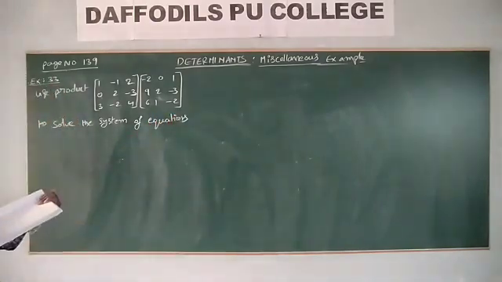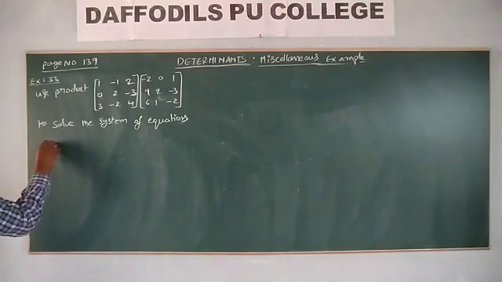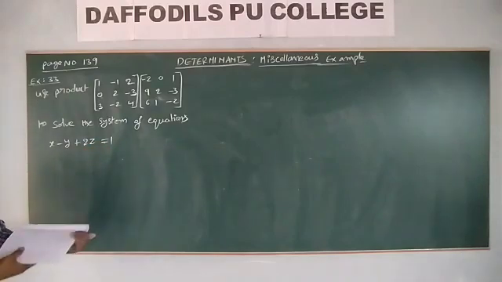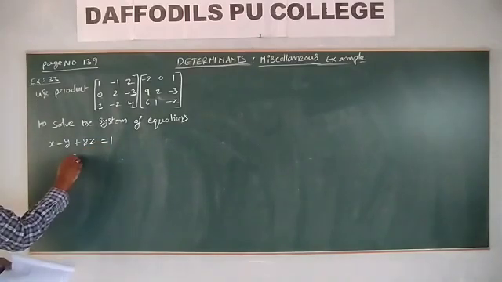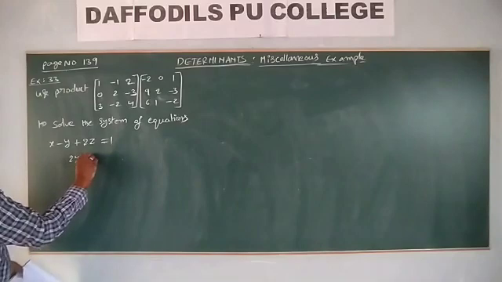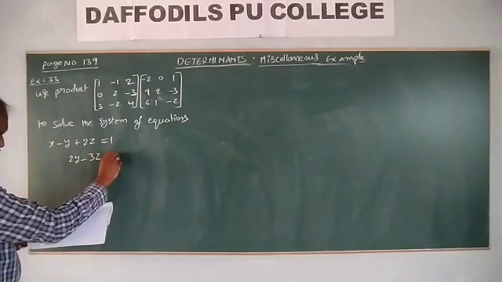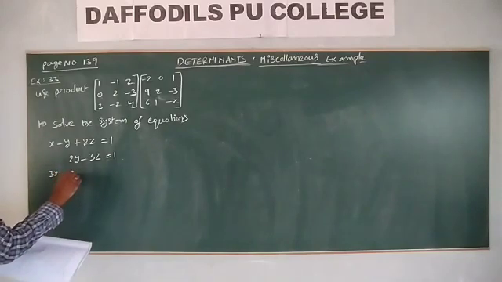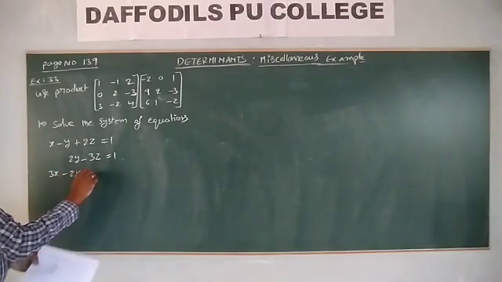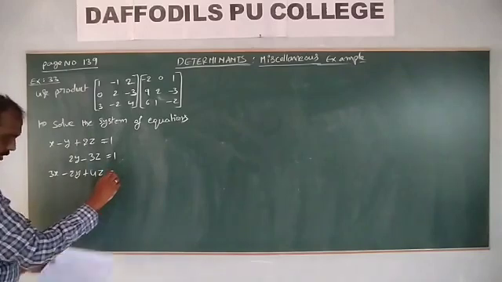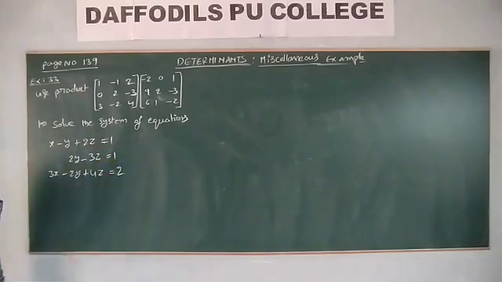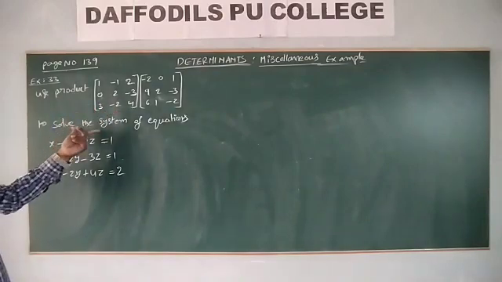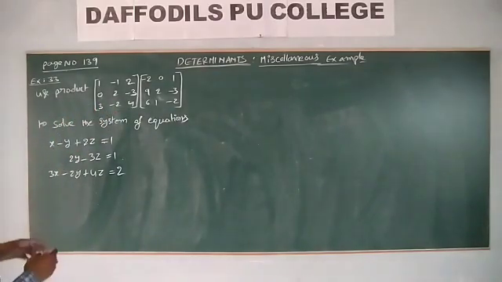Solve the system of equations x minus y plus 2z is equal to 1, 2y minus 3z is equal to 1, 3x minus 2y plus 4z is equal to 2. Okay. First find the product, next solve the system of equations.